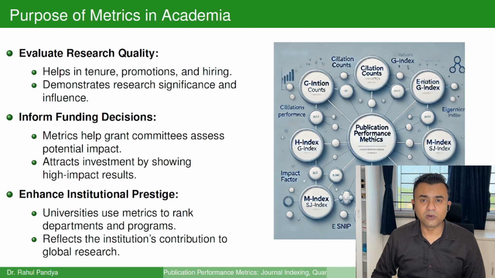Let's say we are applying for research project proposals for funding. Often the funding agency and reviewers may assess this performance matrix, such as, let's say, matrix help grant committee to assess the potential impact of one's research capability. It also attracts investments by showing the high impact results. And it also helps in enhancing the institutional prestige, such as, let's say, the institute is producing the research and how is it impacting the society.